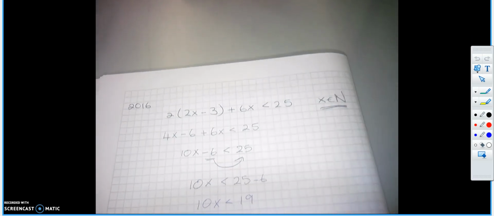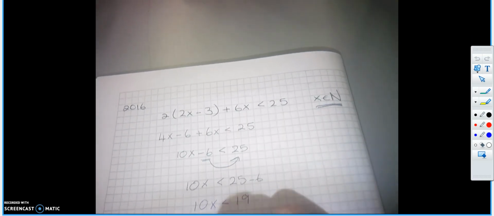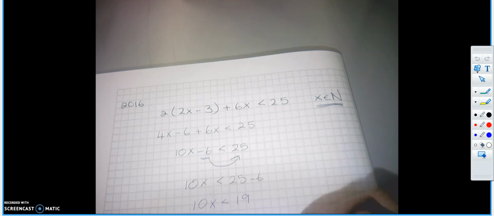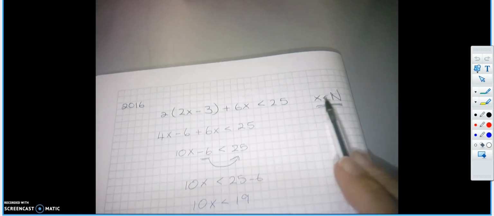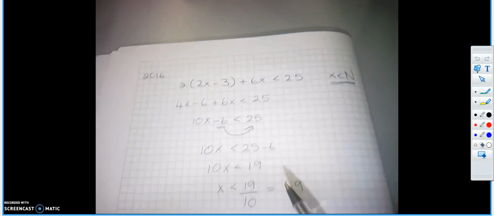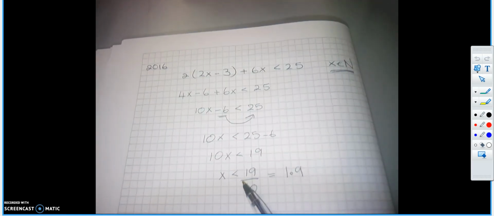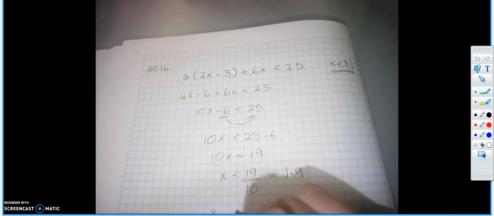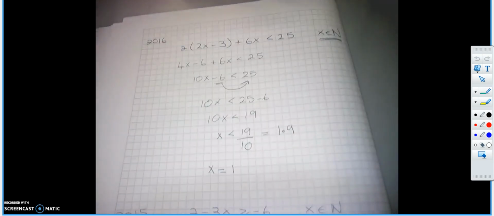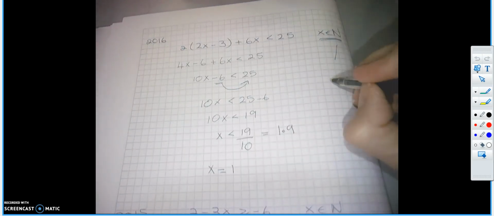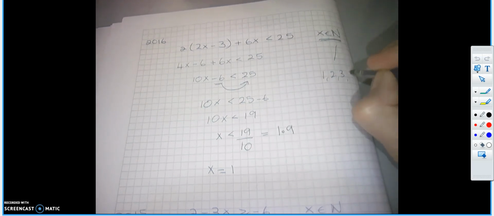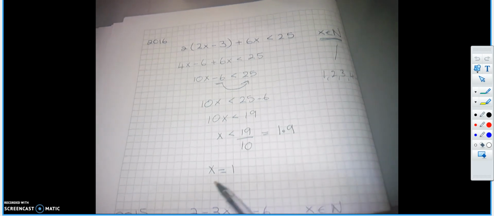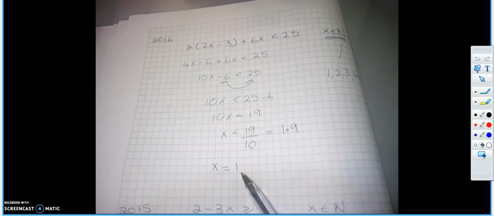But this time they told me my x was an element of N. So my x is less than 19 divided by 10, which is 1.9. I need x to be an element of N. If I know that x is smaller than 1.9, that means my x can only be 1. Because my natural numbers were 1, 2, 3, 4, and so on up. So we want x being smaller than 1.9, so the only N that's smaller than 1.9 is 1. Okay, that was 2016.